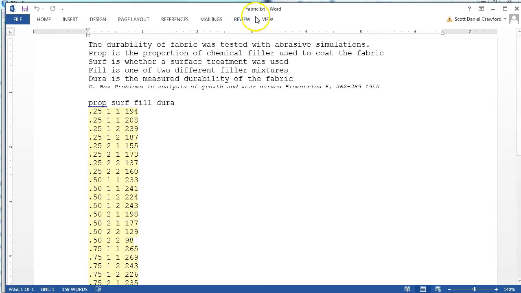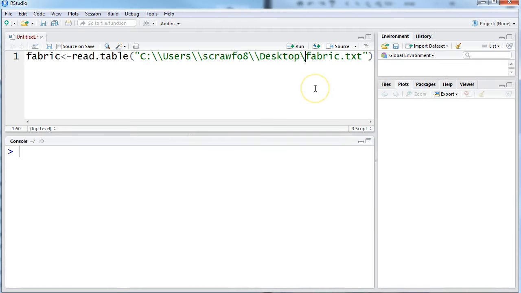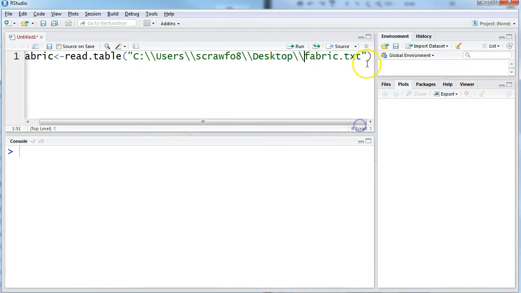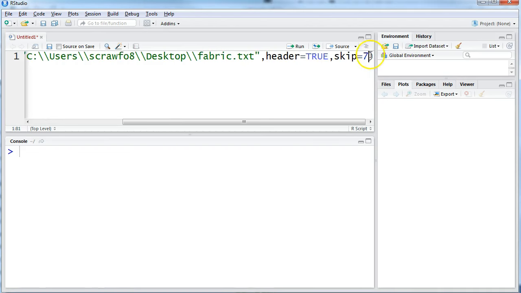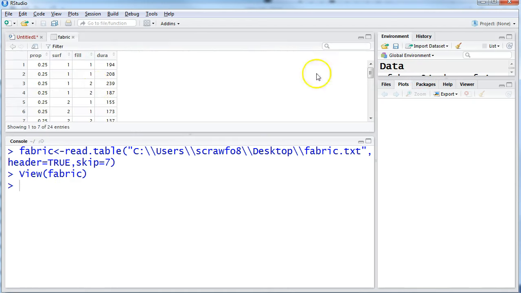So to read this doc file, I've saved it as a TXT, told it the path to go get it on my desktop, used double slashes, and I also need to skip the first 7 lines. Did it work? We can find out by looking at our data set. Excellent. Now, durability is what we want to predict based on the proportion, the surface treatment, and the filler.